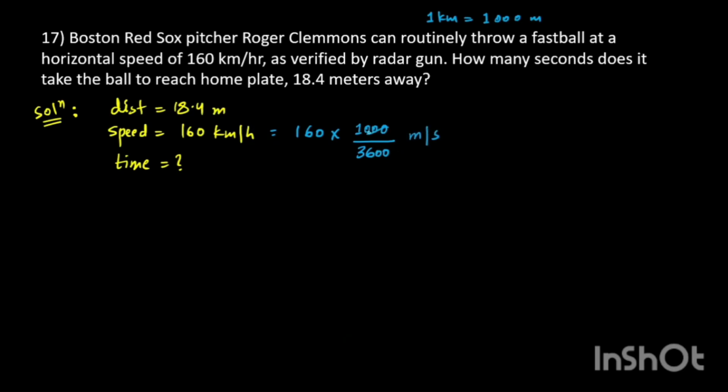See how we're going to do this. 5 by 18. When we solve this, it will be around 80 by 9. So it is going to be 400 by 9 meters per second. So we got the speed in meters per second. We had the distance in meters. Now we can find out the time. As we know, speed is nothing but distance upon time, so time is going to be distance upon speed.